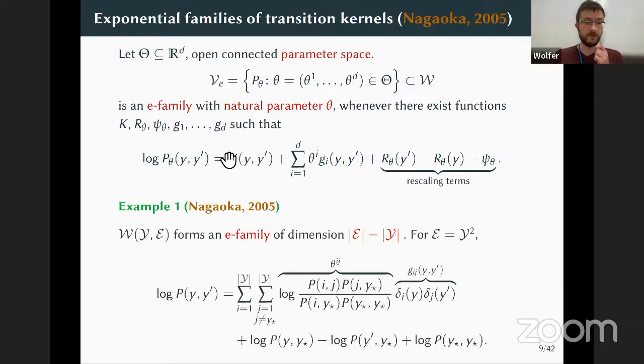Let me give you a brief example. The set of all irreducible matrices over some prescribed graph forms an exponential family. And you can see this by rewriting the logarithm of one of its members as follows, where this logarithm here will correspond to the parameter theta_ij.